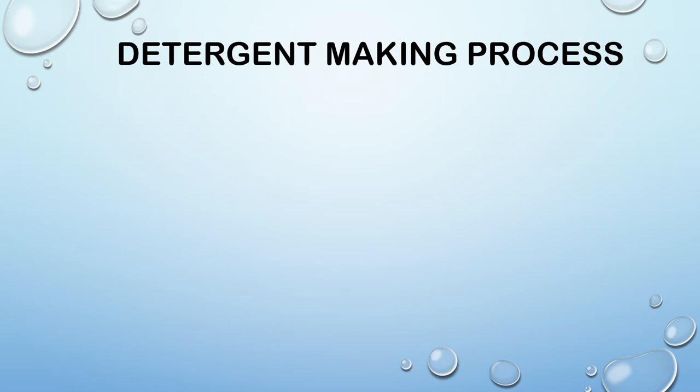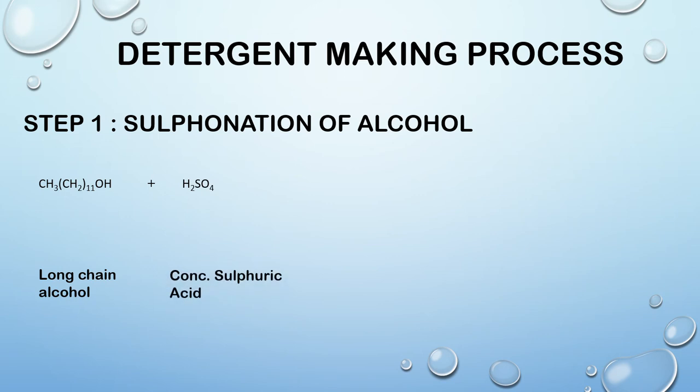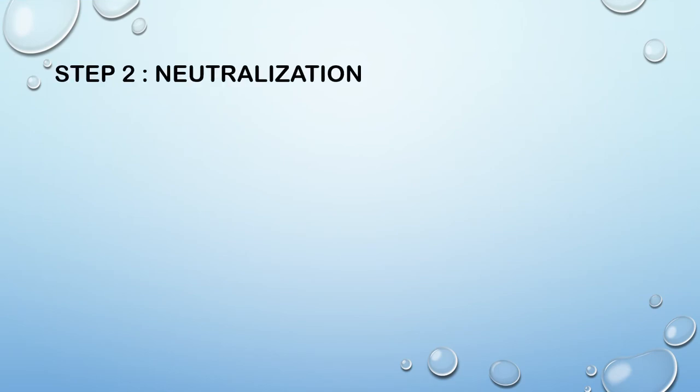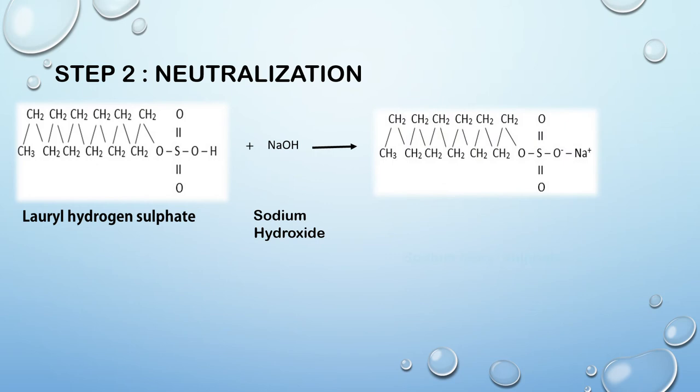The detergent process begins with a long chain hydrocarbon obtained from petroleum fraction, which is then converted into organic acid. The reaction here is called sulfonation, where sulfuric acid is reacted with long-chain alcohol, producing lauryl hydrogen sulfate. The next step is the neutralization reaction between lauryl hydrogen sulfate and an alkali to produce sodium lauryl sulfate and its byproduct, water.